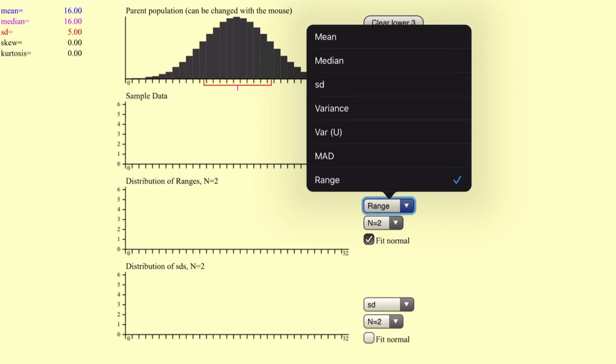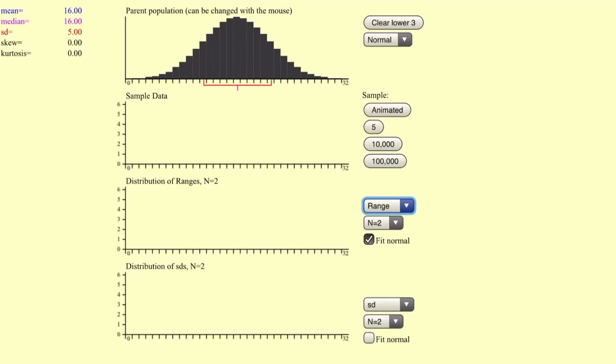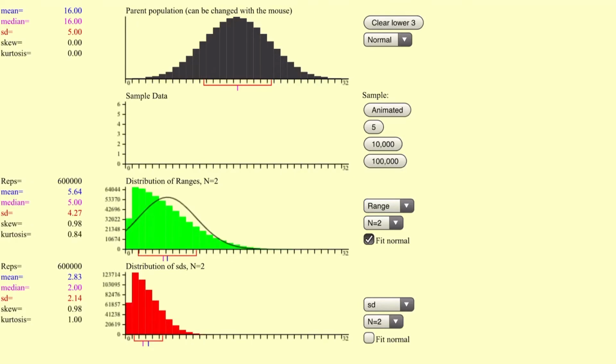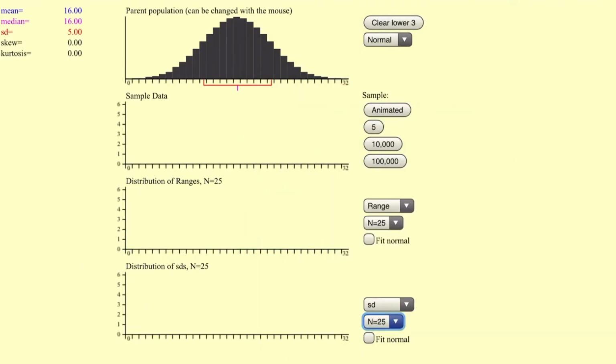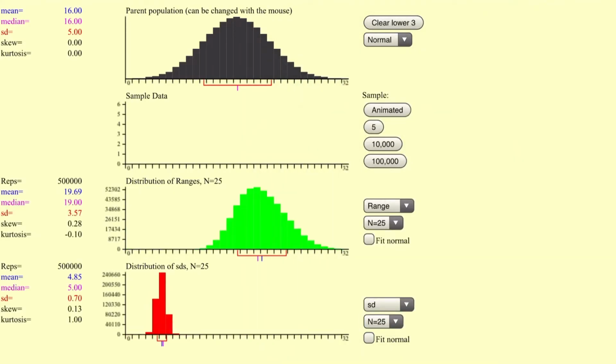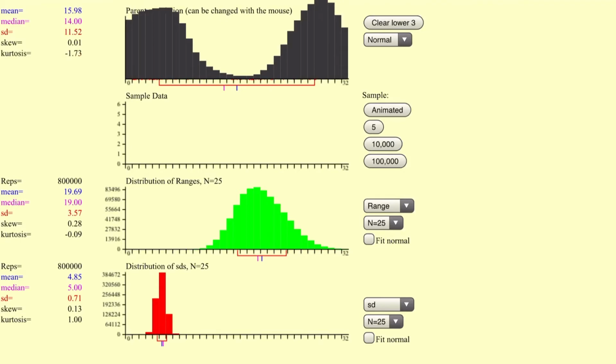So just to prove this point, we're going to be looking at the range and the standard deviation. I have it set to sample size 2, and here's 100,000 of them in sample size 2, and you notice that neither of these are very normal. I can increase it up to sample size of 25 and do this 100,000 times, and they're still somewhat skewed or a little bit weird. All right, let me change this distribution up.